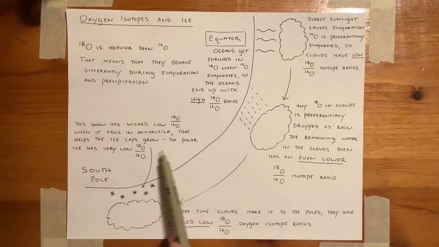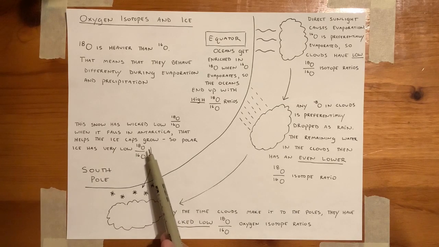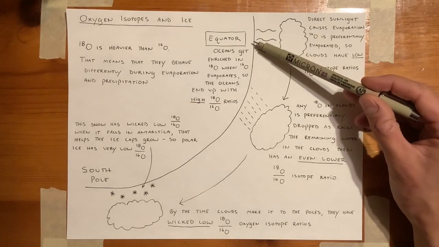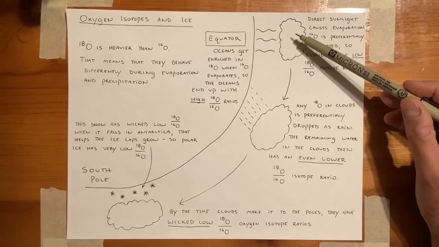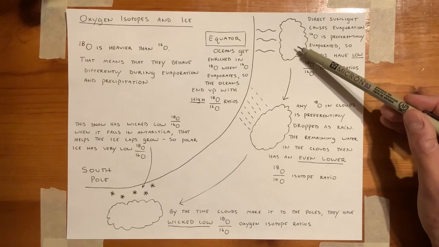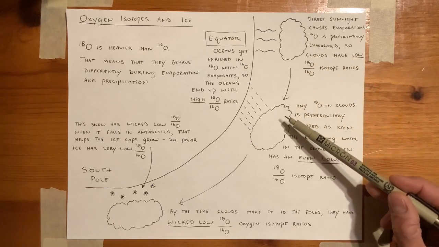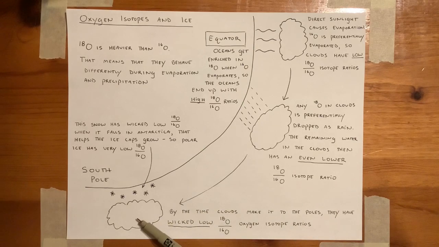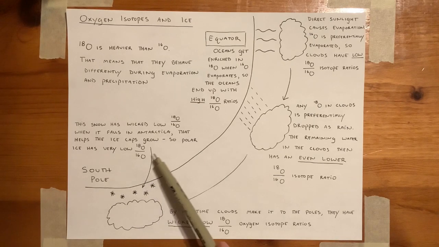So the polar ice caps have very low 18 to 16 oxygen isotope ratios because that snow started out as water vapor at the equator, it evaporated, and it became progressively depleted in oxygen-18 as it moved from the equator to the poles until it finally fell on Antarctica with this really, really low 18 to 16 oxygen isotope ratio.